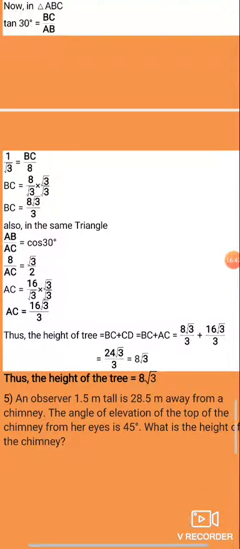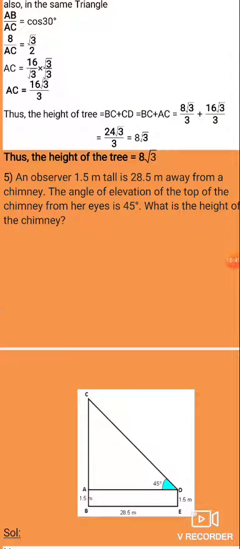Now the last question. An observer 1.5 meter tall is 28.5 meter away from the chimney. So listen carefully. In this question, the height of that observer is given, so you need to consider the height. In all the other questions, the observer's height is not given, so no need of taking that. The angle of elevation of the top of the chimney from her eyes is 45 degrees. What is the height of the chimney?